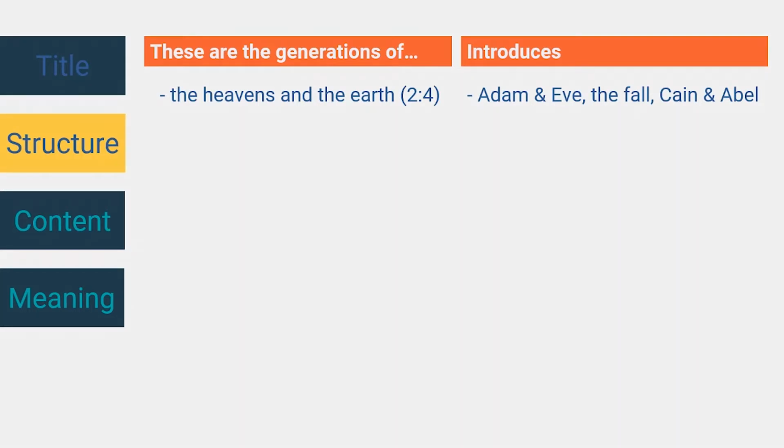This is in part a summary of the creation of the heavens and the earth in chapter 1, but it is also an introduction for what follows, namely, the creation of Adam and Eve, the fall, and the story of Cain and Abel. The second expression is found in Genesis 5 verse 1, and it reads, "This is the book of the generations of Adam," and what follows is a list of Adam's descendants.